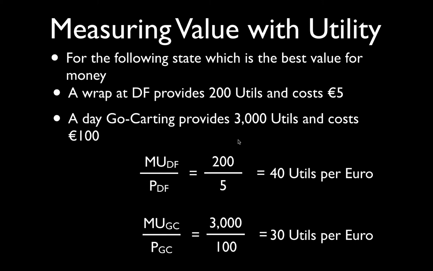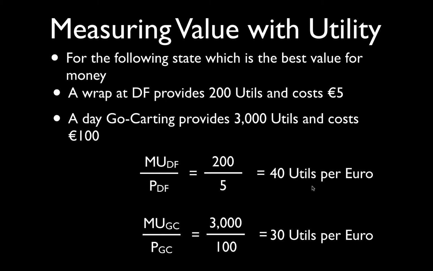So we're much better off, given the choice. And of course, these things have to be right beside each other. But we're much better off spending our money on the wrap until the utils per euro, the marginal utility, falls below 30, and then we're better off getting more value for money by spending our money on the go-karting.